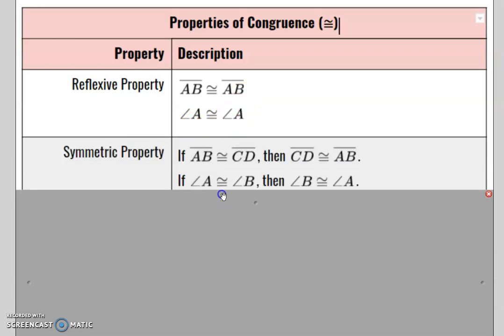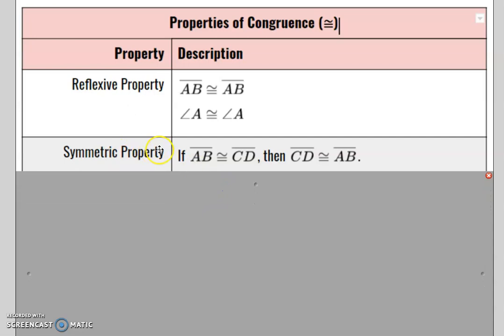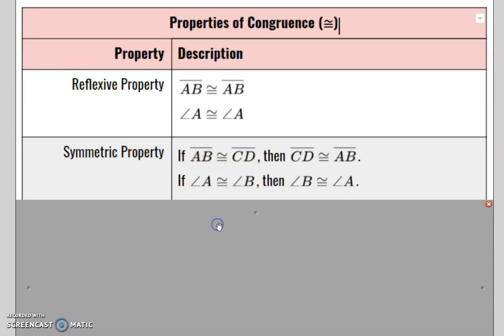The symmetric property. The symmetric property says the order doesn't matter, right? If segment AB is congruent to segment CD, then we can also say the other way around, segment CD is congruent to segment AB. The same thing works for angles. If angle A is congruent to angle B, then angle B is congruent to angle A. Symmetric. The order doesn't matter when we use that congruent symbol, and there's one thing on each side.